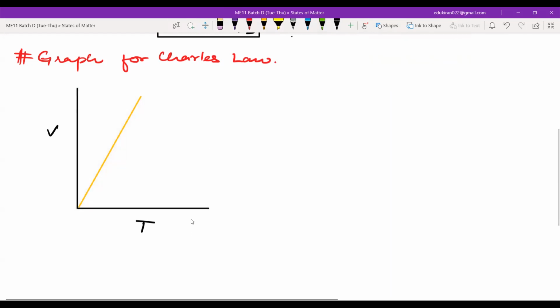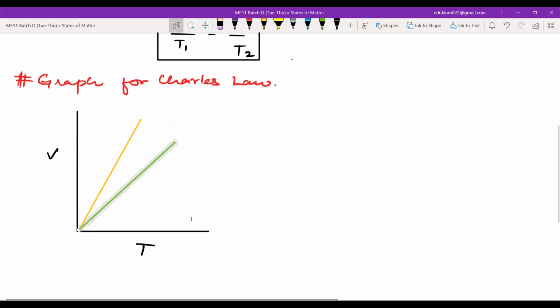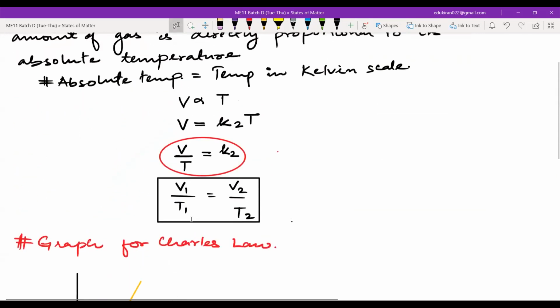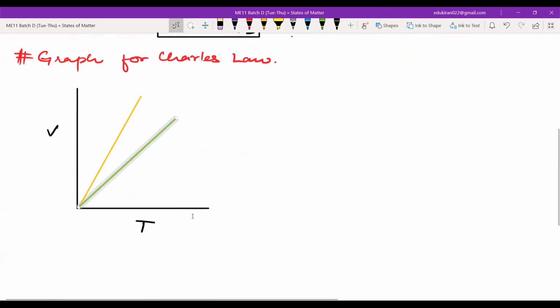Similarly, you can have another plot like this. As you can see, we are passing through the origin. Why? Because we have the equation V is equal to kT. That means y is equal to mx. That is why we are plotting it in a straight line. And the pressure is constant here. So we have P1, P2, P3. Now, how to determine which is highest, pressure 1, pressure 2, or pressure 3?